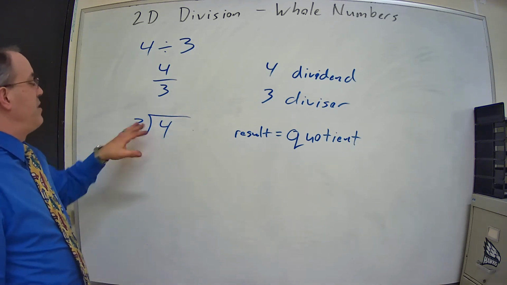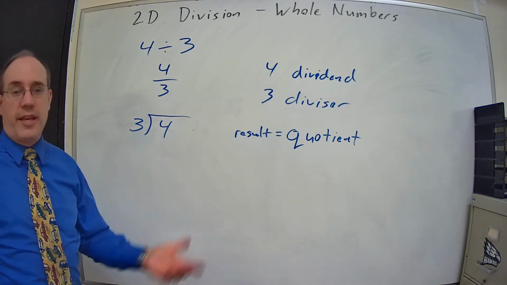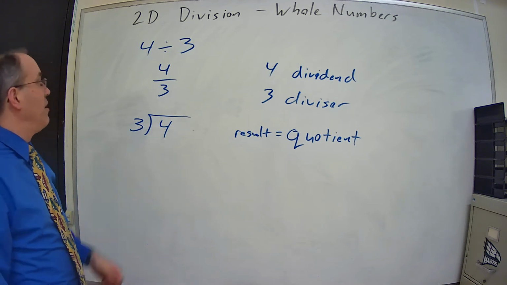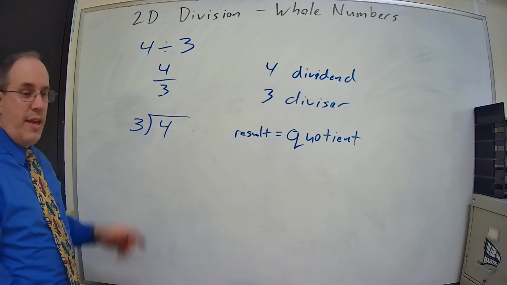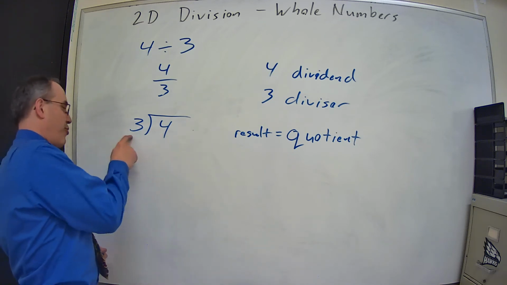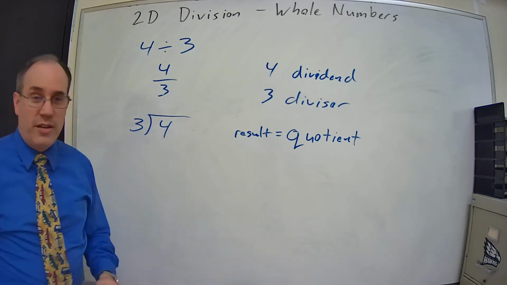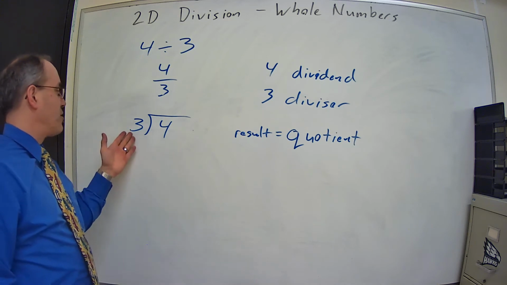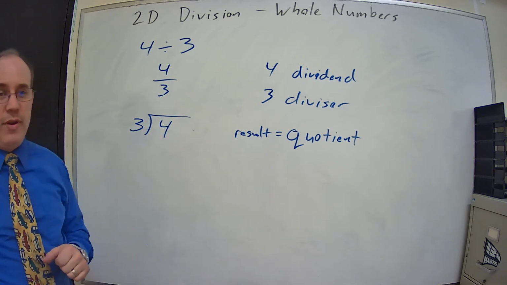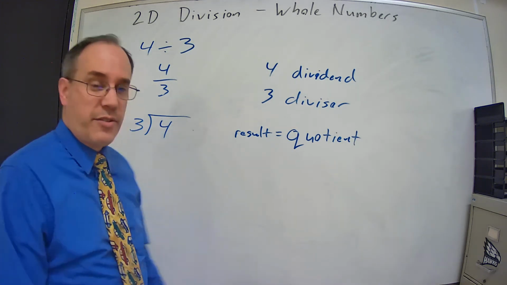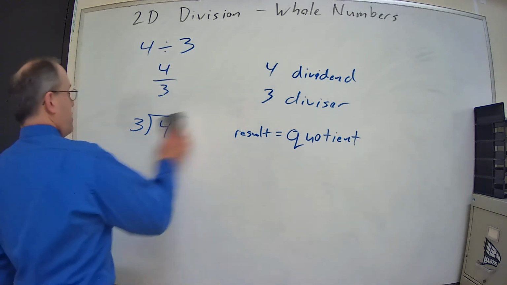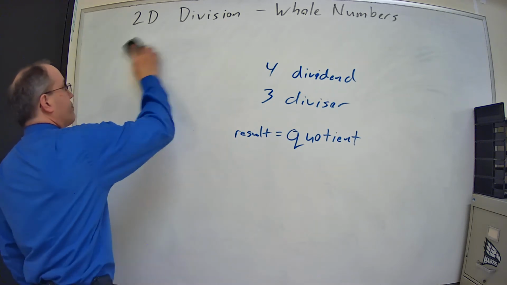People have a tendency to write this one backwards and then they get the wrong answer. They tend to write it the other way around, which is wrong because you're dividing the outside number into the inside number. But I just want to make that clear from the get-go as we get into this. So let's erase these and do a little bit of division.